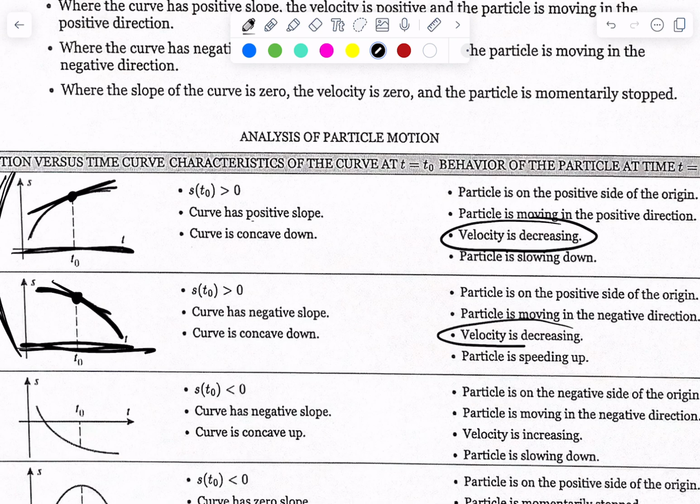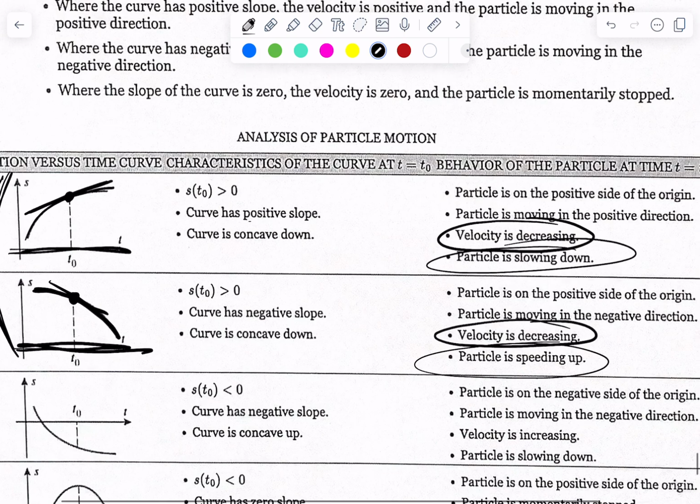My velocity is also decreasing in the second one. Like I'm slowing down. Oh, because you're concave down. I'm slowing down. Okay, the particle is slowing down. The particle is speeding up. Wait, hold on. How is velocity decreasing if the particle is speeding up? Velocity is decreasing. The particle is speeding up. That's confusing to me. Hold up.